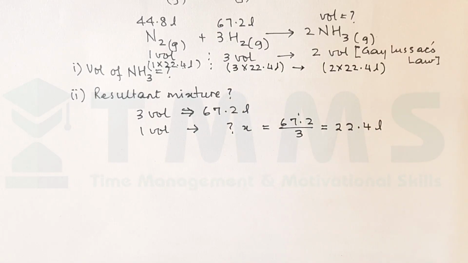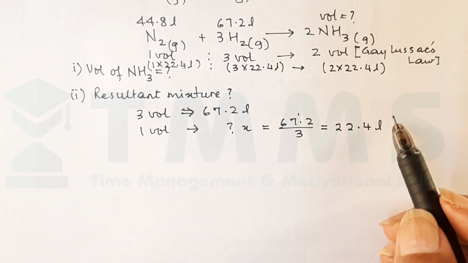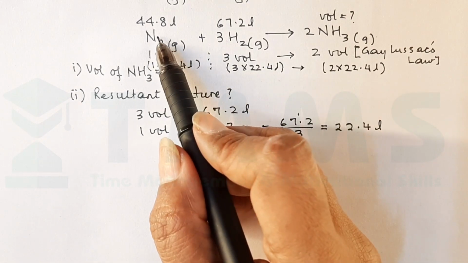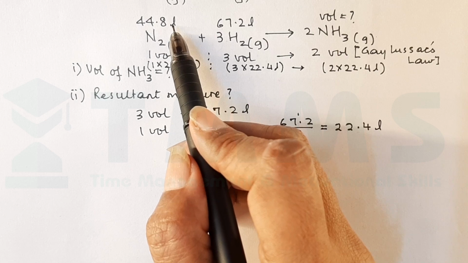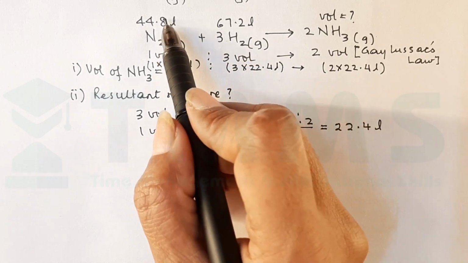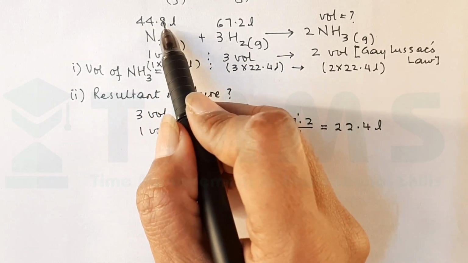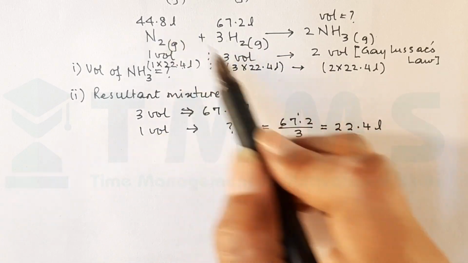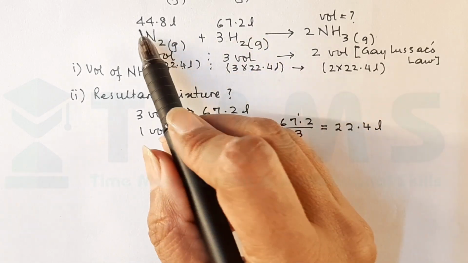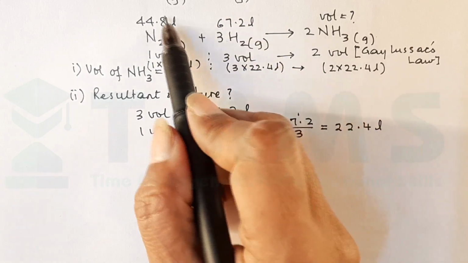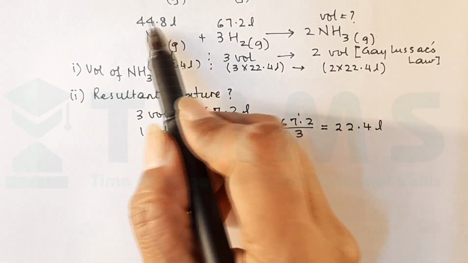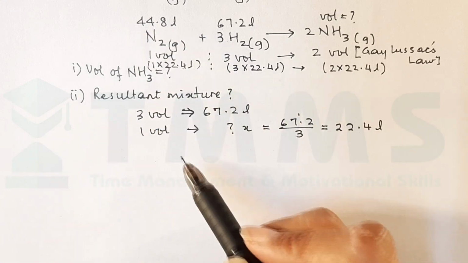Did we get this part? Let us understand once again. If I consider 1 volume as 44.8 liters, then 3 volumes will be 3 multiplied by 44.8 liters. That number will be definitely more than 100. So it will be more than this number. So we cannot consider 1 volume as 44.8 liters.